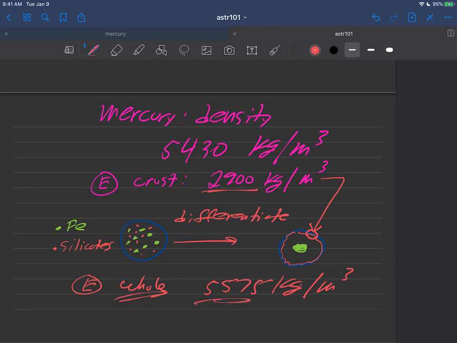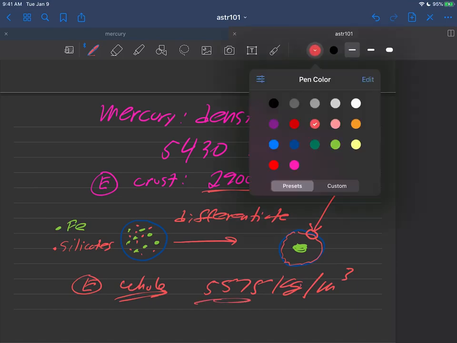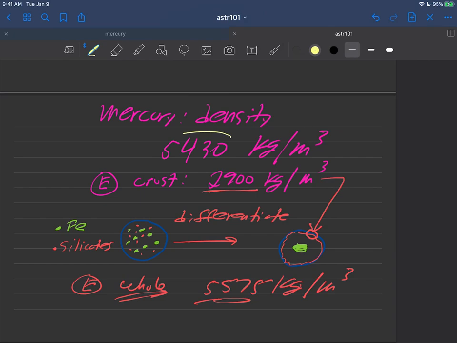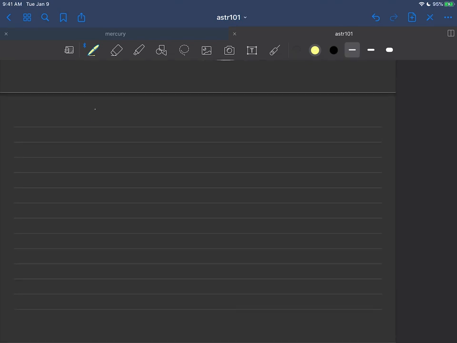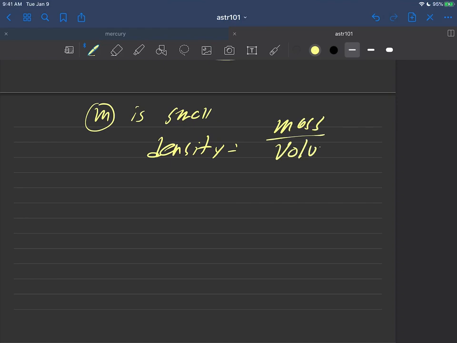So suddenly that's a familiar number. Mercury has a very similar density to the whole Earth. Very, very similar number. Okay, so how do you explain that? Well, it was a bit of a mystery for a while, because remember Mercury is so small. And the equation for density, which we mentioned a couple times, is the mass of the planet divided by its volume. So it's a small planet, so the volume is going to be small.